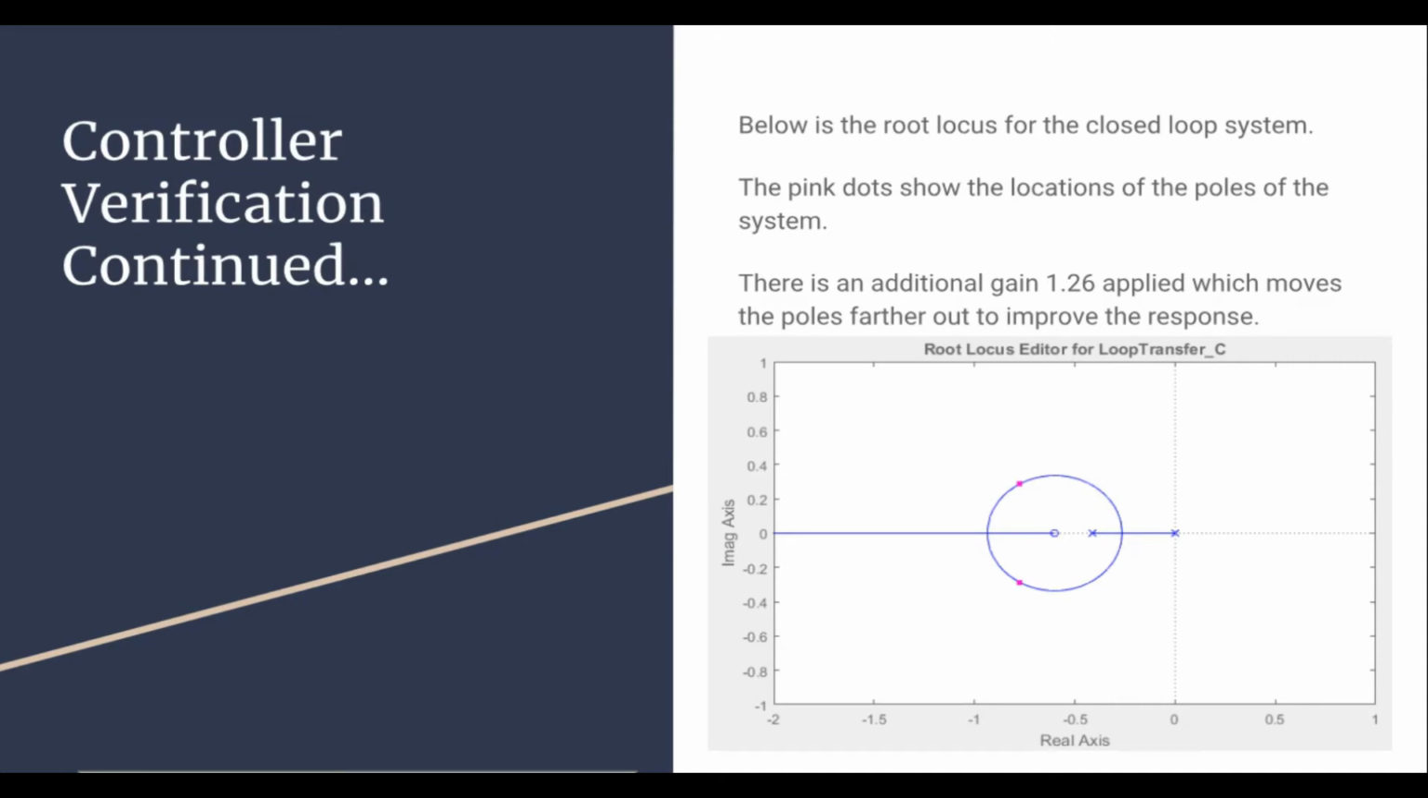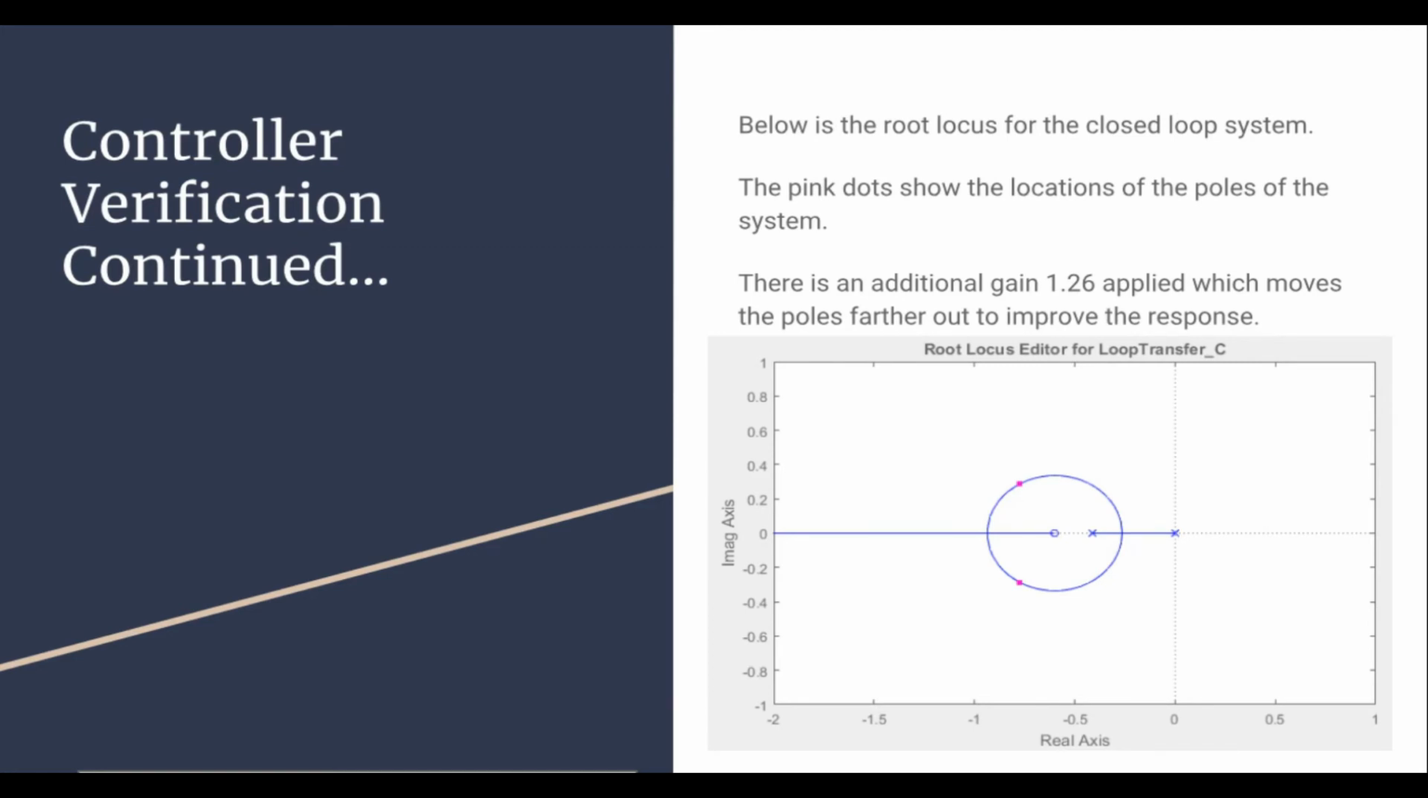This adds a pole at 0 for our system and a 0 at negative 0.6. You can see these both in the root locus. The pole at 0 causes our system to have a 0 error to a step response, which was in our specifications.